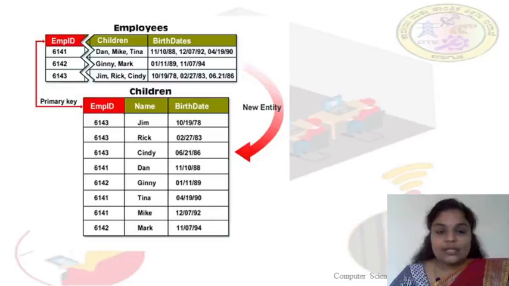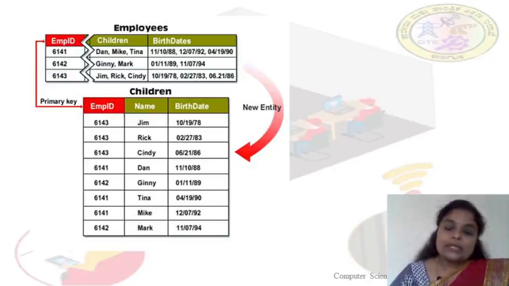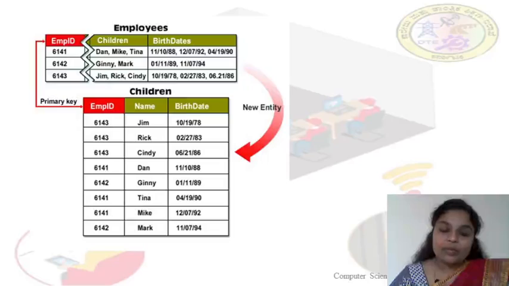Meaning to say, 6141 has 3 children. Even in the second table, 6141 has 3 children, and it's matching with their corresponding date of birth also. Similarly, the next one, 6142, has 2 children, and it's also matching with the corresponding date of birth. Clear? So why did I bring this slide here? In order to demonstrate how one field can have multiple values.